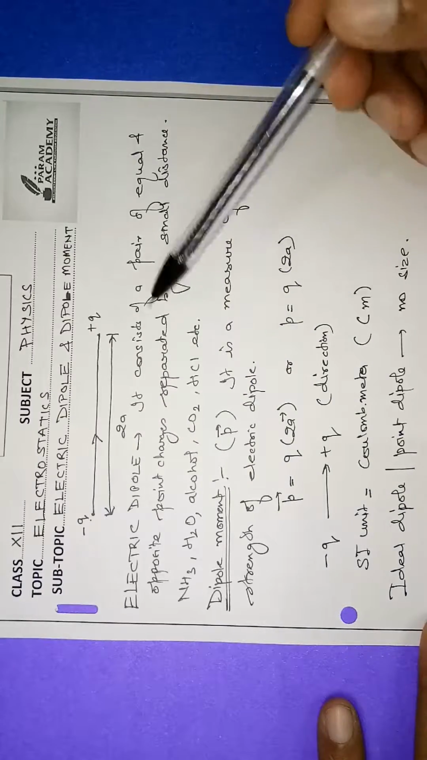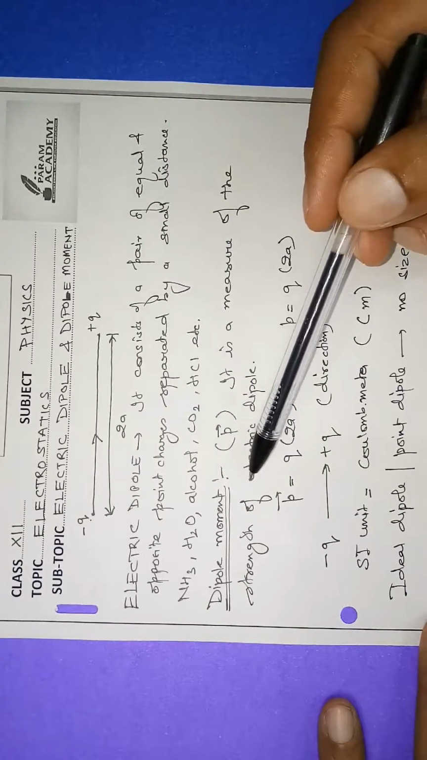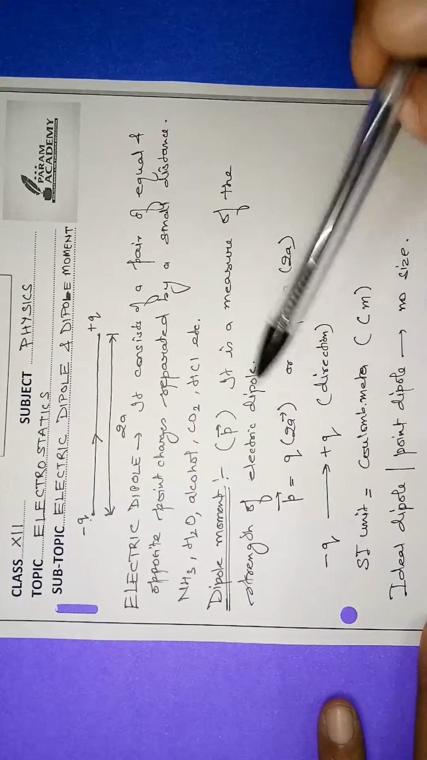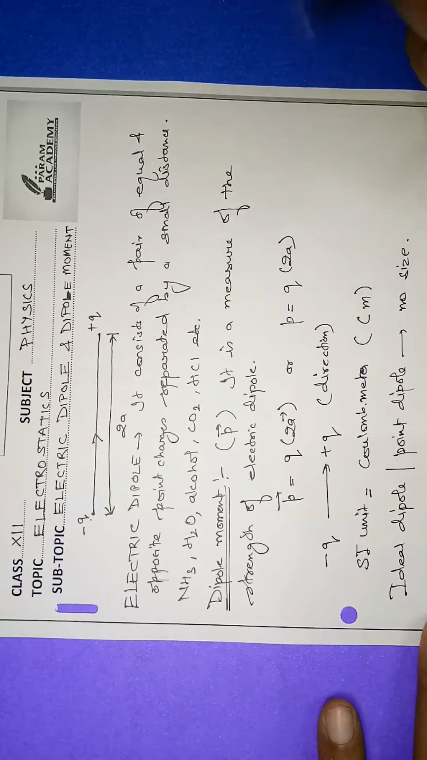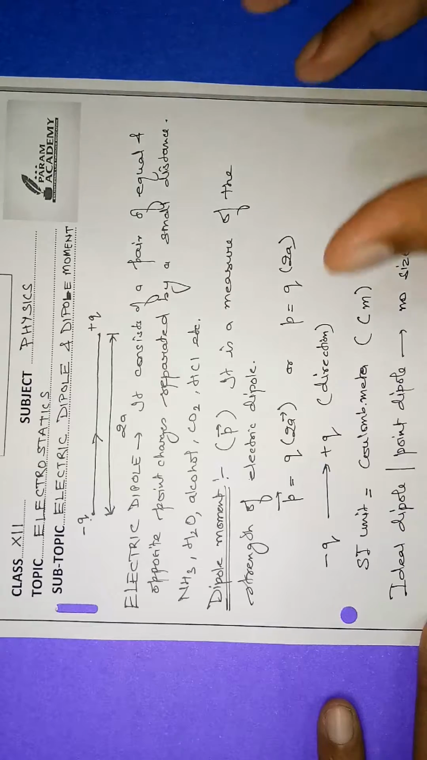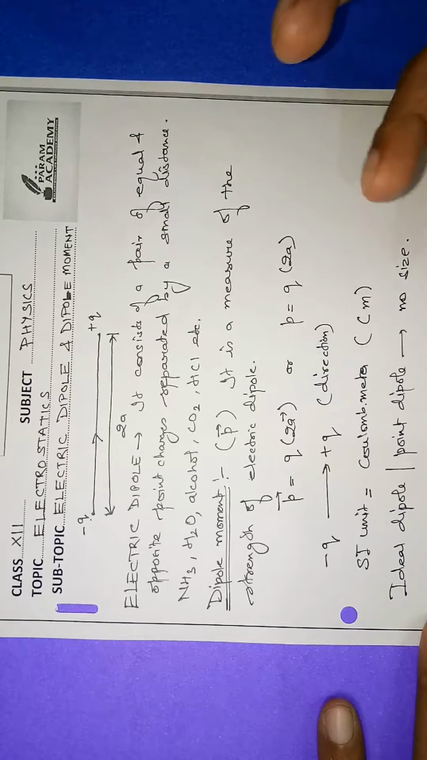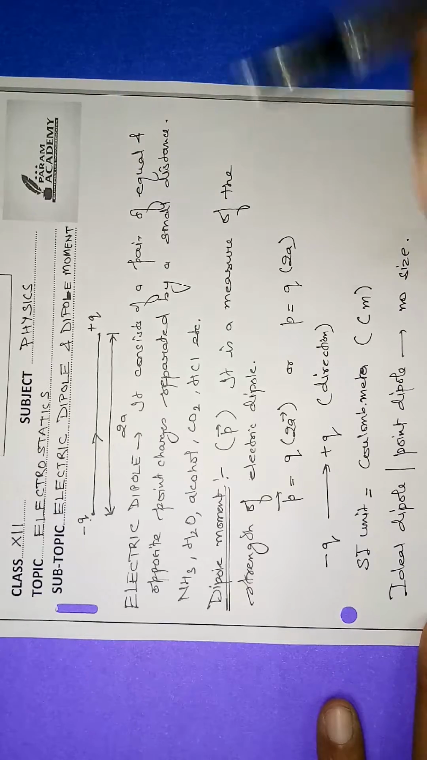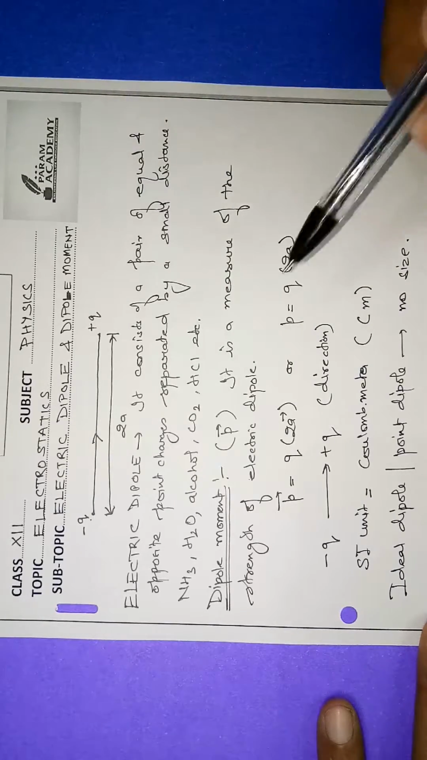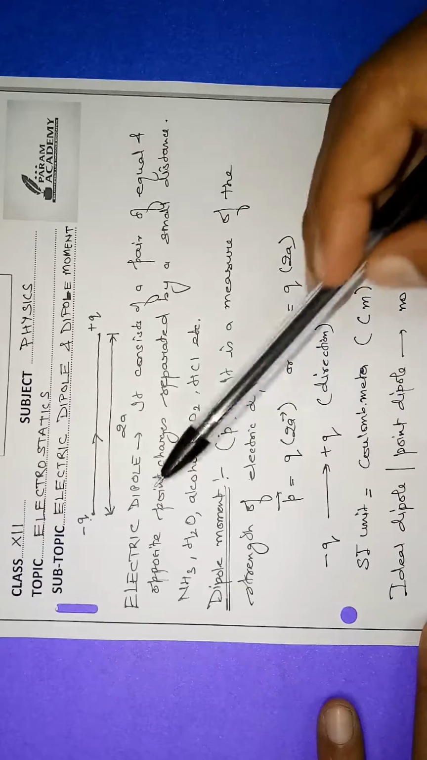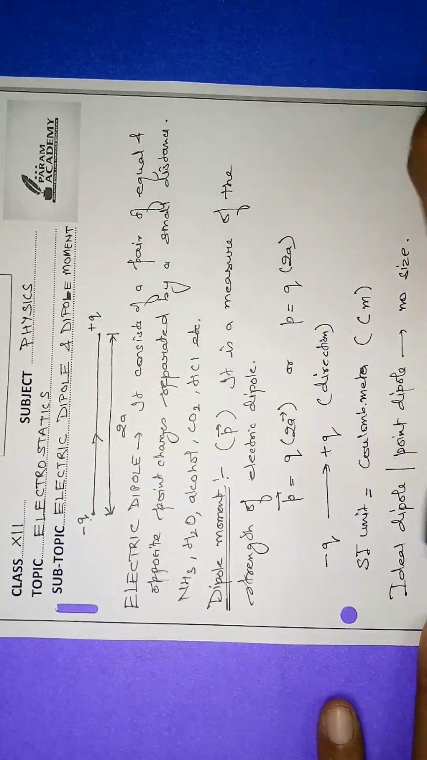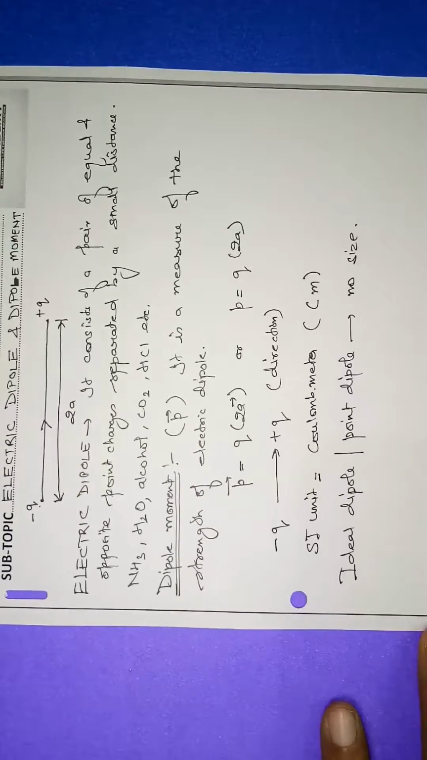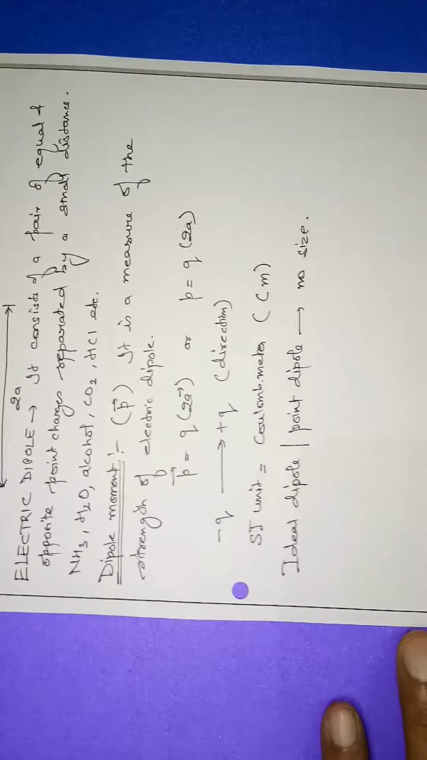Electric dipole is the arrangement, whereas dipole moment is used to find out the strength of that arrangement, that is, its effectiveness. So to measure the strength of the electric dipole we need a physical quantity. Electric dipole is the arrangement, whereas dipole moment is the physical quantity which measures the strength of the electric dipole.